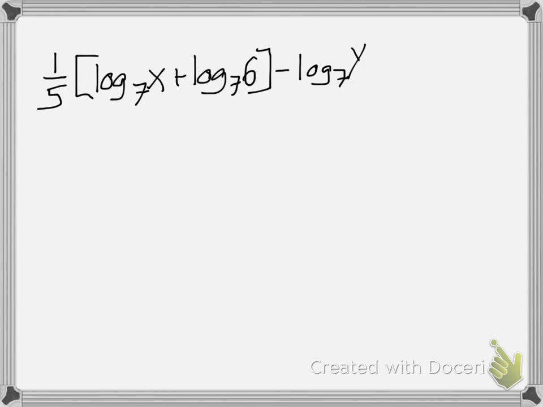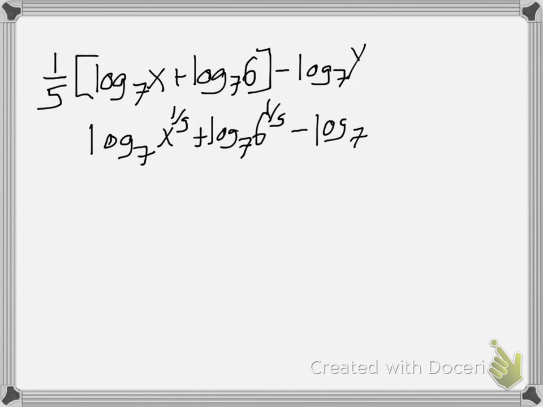Okay, so with this one, this was the condensing the log. There's several steps that you need to take. First off, this 1/5 is a power. It is the 5th root. So that 5th root goes with the log base 7 of x and the log base 7 of 6. So you could rewrite that as log base 7 of the 5th root of x, or x to the 1/5, plus the log base 7 of 6 to the 1/5, minus log base 7 of y.